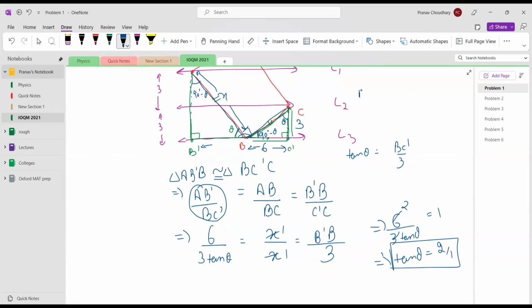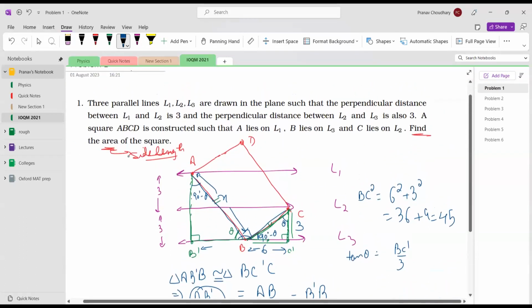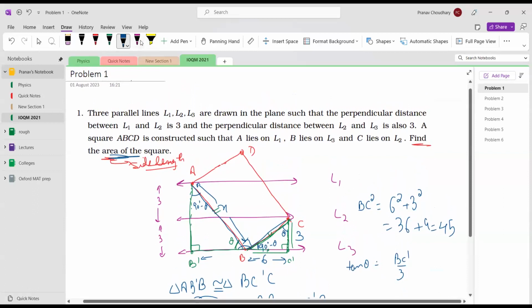So now using Pythagoras theorem, BC square must be equal to 6 square plus 3 square, which is 36 plus 9 equals 45. And we wanted to calculate the area, right? So area is just side square. This is just 45, and this is what we wanted. So the area is 45. That's the answer.